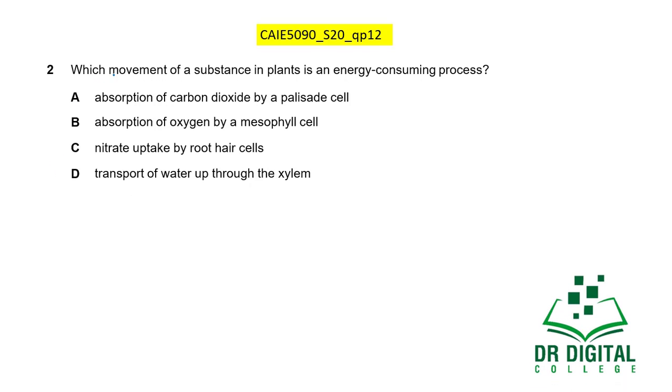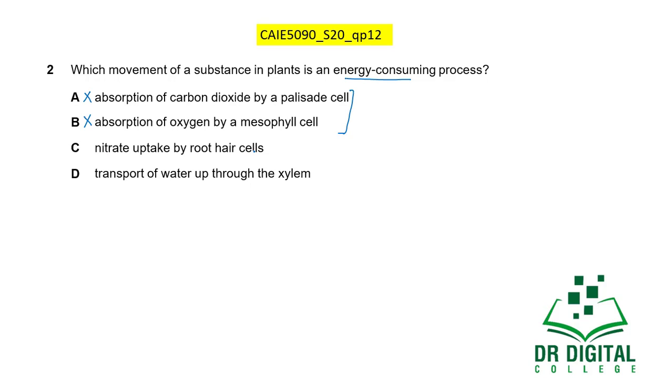In this question, which movement of a substance in plants is an energy consuming process? When the word energy consuming is there, active transport should come into your mind. In case of A, absorption of carbon dioxide by the palisade cell, and B is absorption of oxygen by mesophyll cells. Both of these options are wrong because gases are absorbed and removed by the cells simply by diffusion, because cells have to do a lot of gaseous exchange. That's why they are not consuming energy for this process. They are doing these processes by simple diffusion.